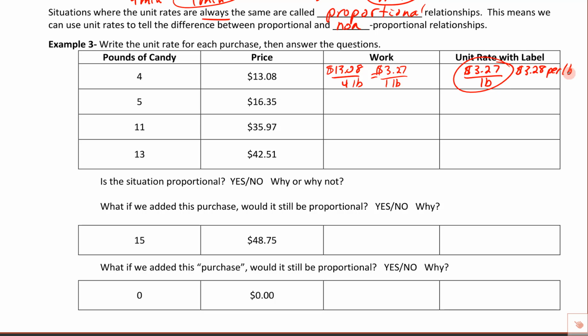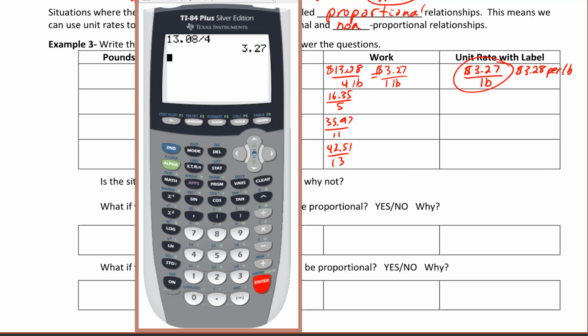So let's continue with this one right here. And to make this a little bit easier, I'm going to go through and write down each one of these ratios or each one of these rates in its unreduced form. So I'm going to write 16.35 divided by 5. I'm going to write 35.97 divided by 11, and I'm going to write 42.51 divided by 13, and we're going to grab the calculator and we're going to type each one of those in.